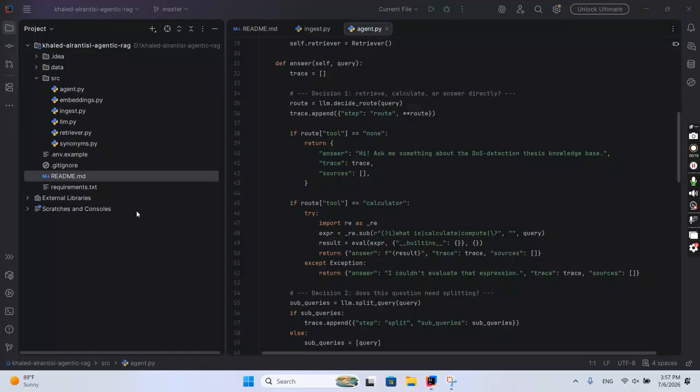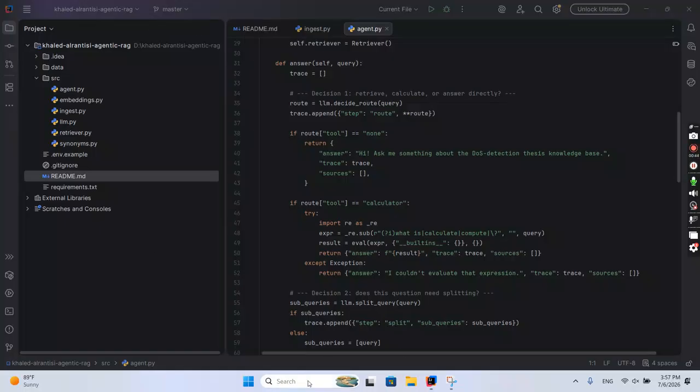I built a question answering assistant over a small knowledge base from my own diploma thesis on DOS attack detection using autoencoder. Unlike a basic garage assistant, which retrieves the same way for every question, my agent makes three real decisions about how to retrieve, and I'm going to show each one actually changing the outcome, not just sitting there.